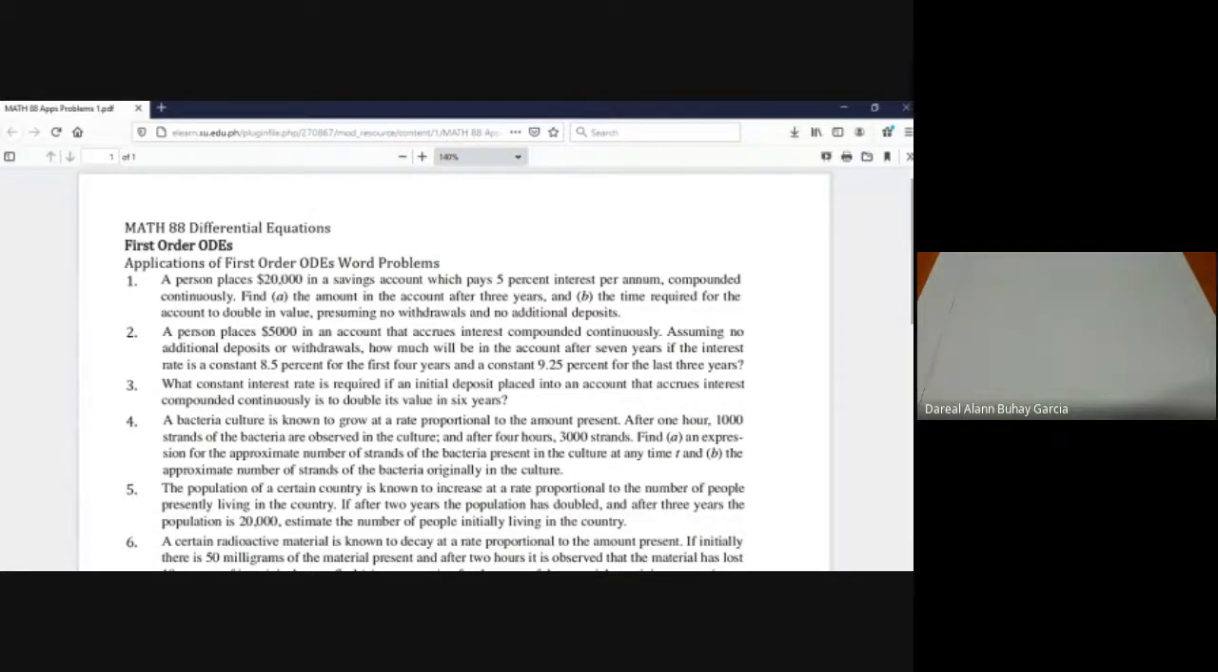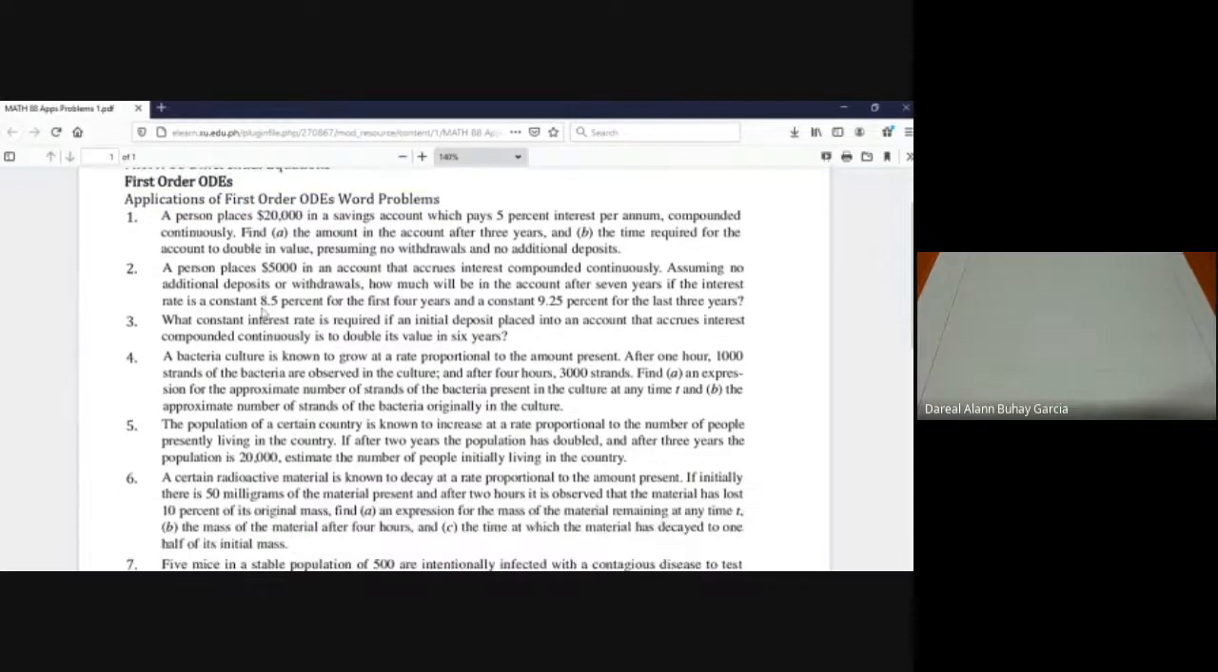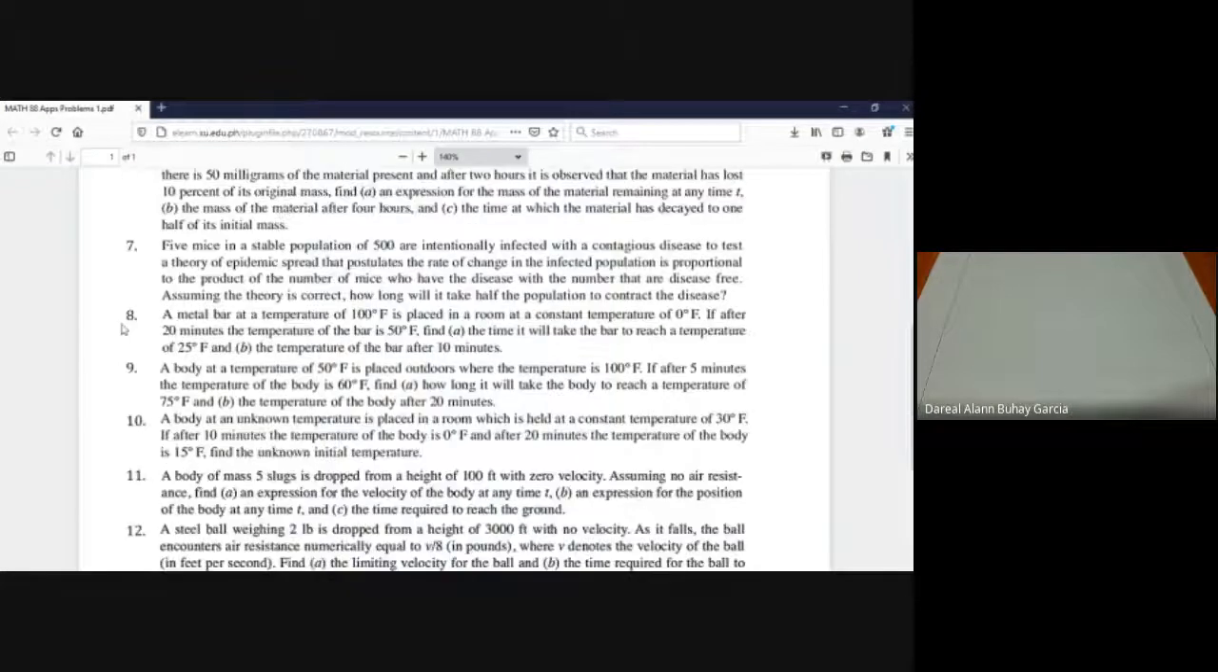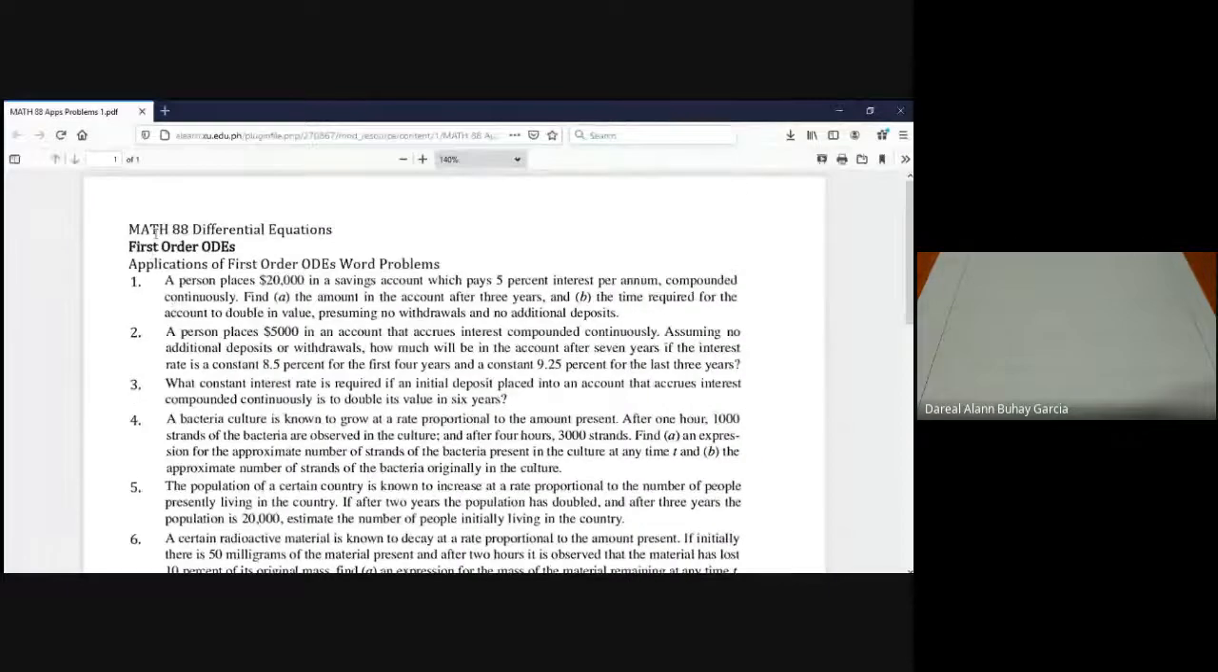So sa atong pag-solve later sa pen and paper, when I say problem number 1, muna yung pasabot. Okay? Okay, let's solve problem number 4. So, muna yung pasabot. A bacteria culture is known to grow, so on and so forth. Okay, let's solve number 8. A metal bar at temperature 100 degree Fahrenheit, so on and so forth. Okay? So, diri ko mag-refer this afternoon sa applications of first order ODEs, word problems, or file name apps problems number 1.